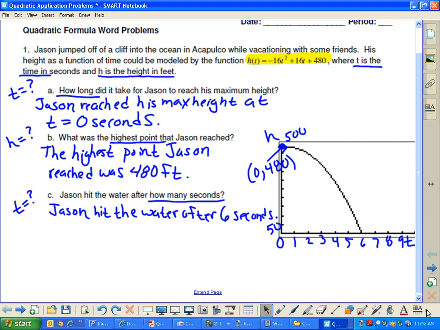And because, again, some of you weren't here yesterday, here's your example. You ready? You're going to ultimately go home and watch the video, fill in the notes if you haven't done so already. But here is another example for you to go off of. So it says, Jason hit the water after how many seconds? What they're saying there is if he hit the water, that height there, h of t, is going to be 0.